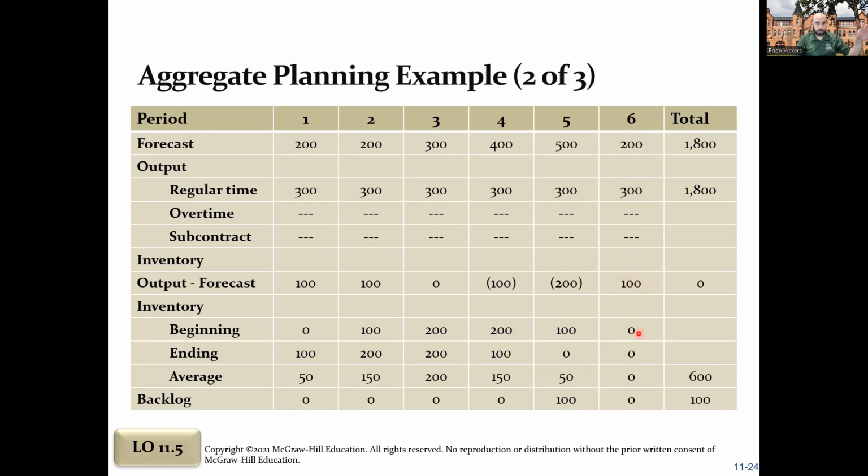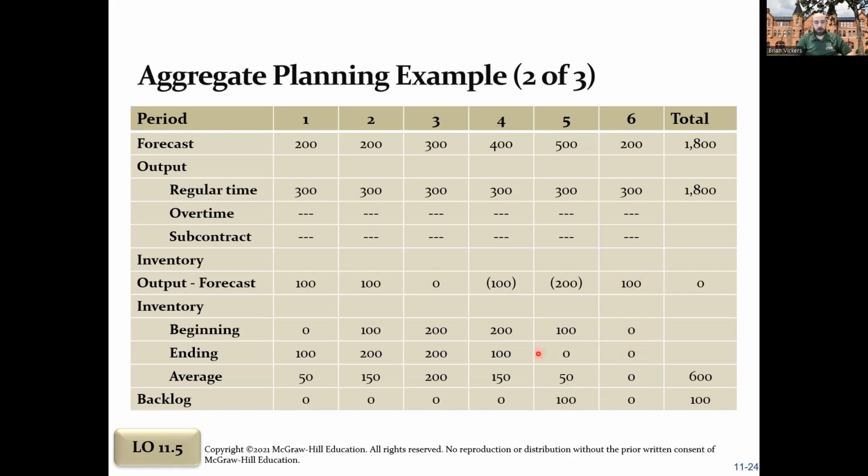I started with nothing. So now the first thing I have to do, even though I start with 0, I made 100 extra. I need to look, do I have anything in my backlog? I've got 100 backlog to take care of. So to find my ending inventory for this period, I have to take my output minus forecast, this value 100, add it to my inventory. So beginning plus this minus my backlog. So now I've used this 100, so I'm going to end the period once again with 0.